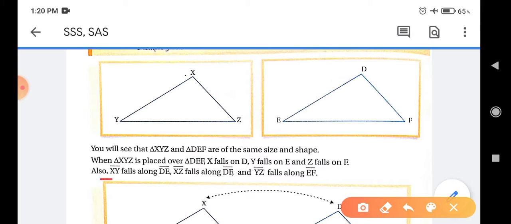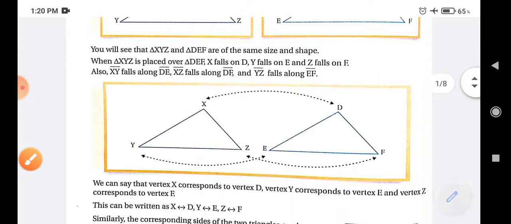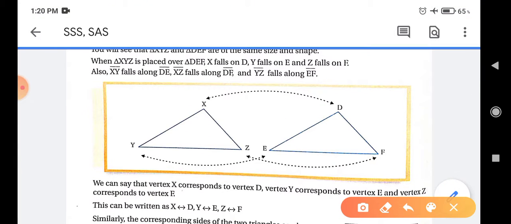Also, line segment XY, that is side XY, falls along DE, YZ falls along EF and ZX falls along FD. So these sides will fall on each other. From this figure we can see that X will fall on D. So they are corresponding to each other.